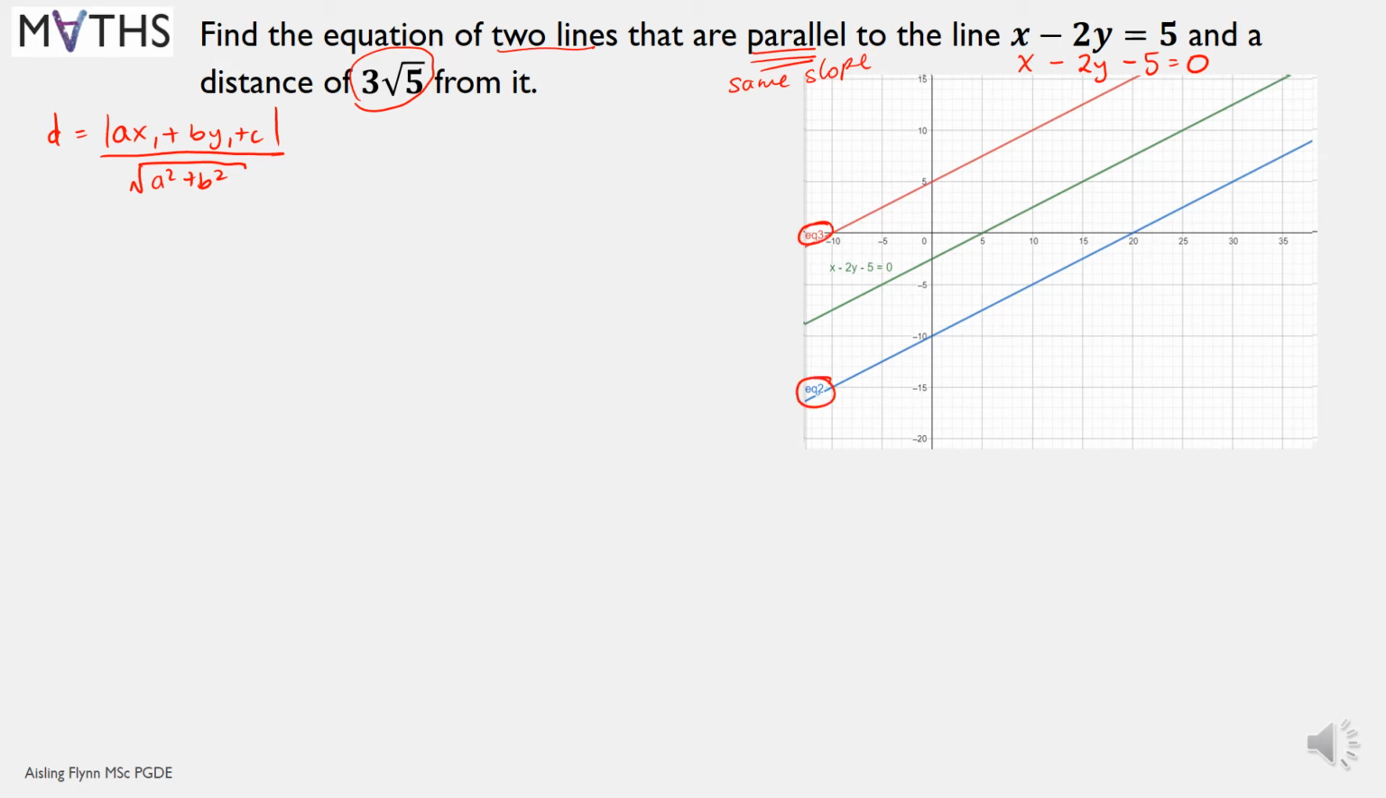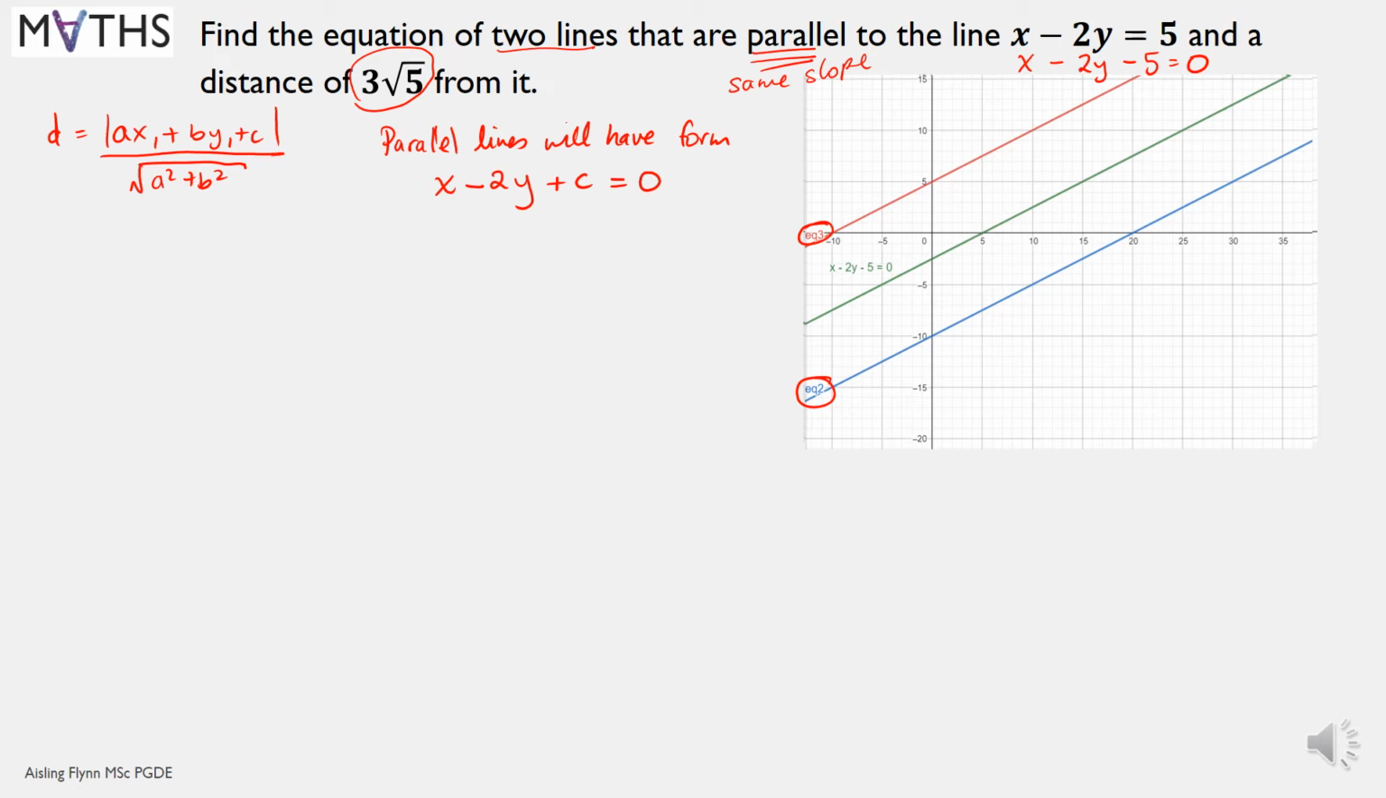Okay, now we do have some idea of what they may look like. If they have the same slope, they're going to have the same ratio of x's to y's. So the parallel lines will have the form x minus 2y, but the only thing that will be different is the constant part. So they're shifted up or down the graph. So I replace that with c, which is unknown, equals 0. So they both have that form, but they'll have different c's. So we expect to get two answers out of this work.